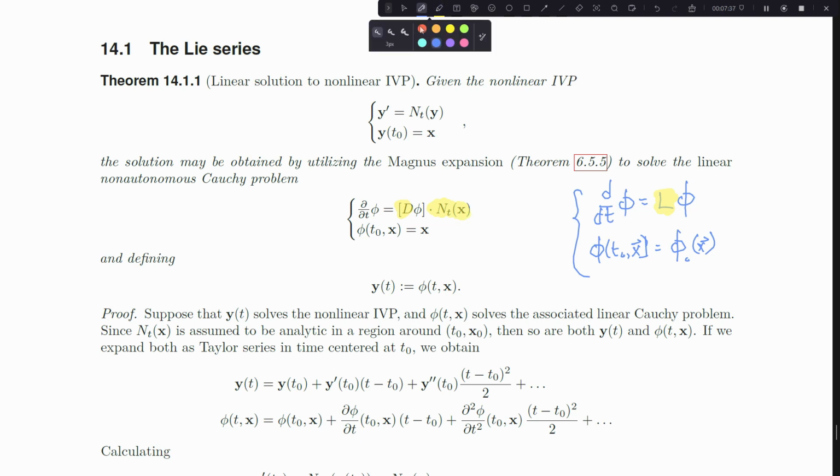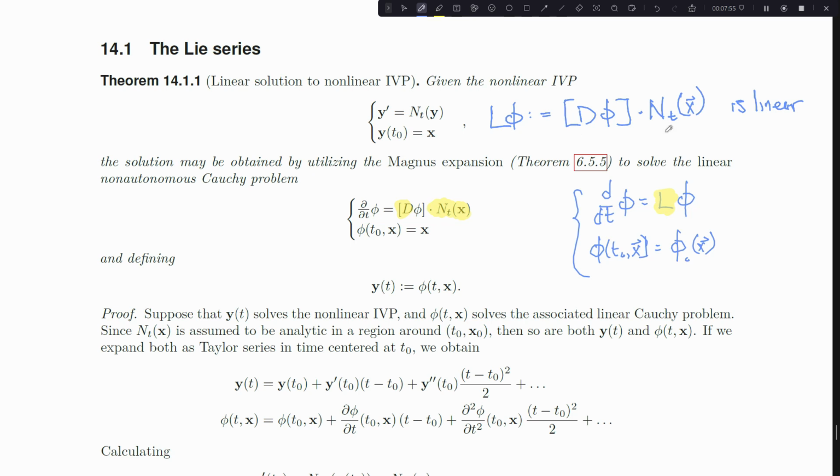So let's verify really quick that an L of phi, which is defined by d phi dot n t x, let's verify that that is linear. Because that's really what L is getting defined as. L is defined as the d and then the dot n t x. And maybe I should put a subscript t here. That's what makes this non-autonomous, because n depends on time. Let's verify that that's linear, and let's head over to the whiteboard and do that.